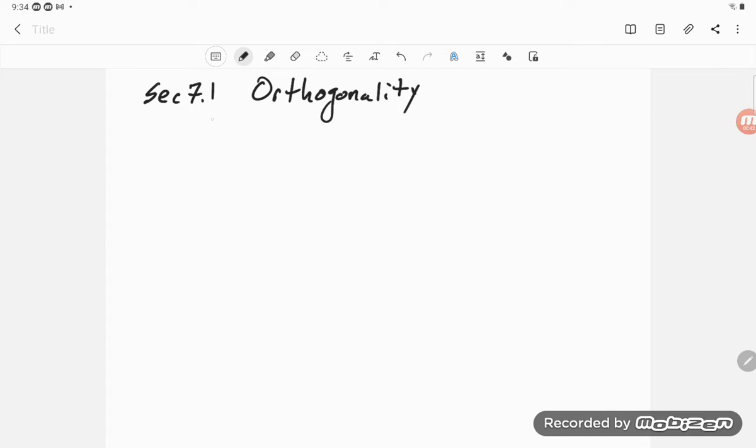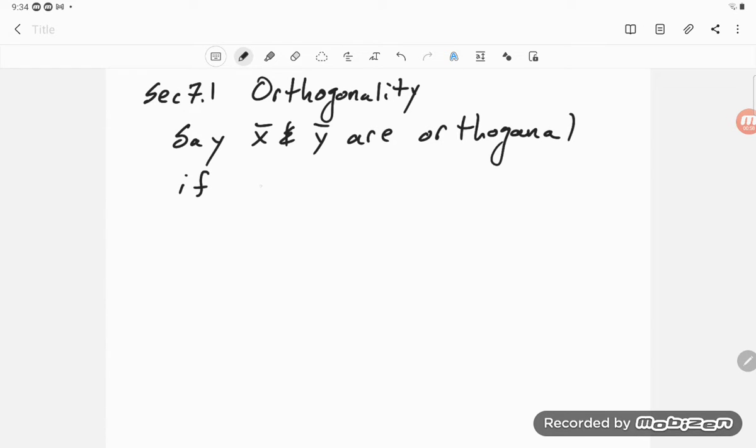And so what we do is we say two vectors x and y are orthogonal if x dot y is equal to 0. Now, remember that we just had that x dot y is equal to the magnitude of x times the magnitude of y times the cosine of the angle between them.